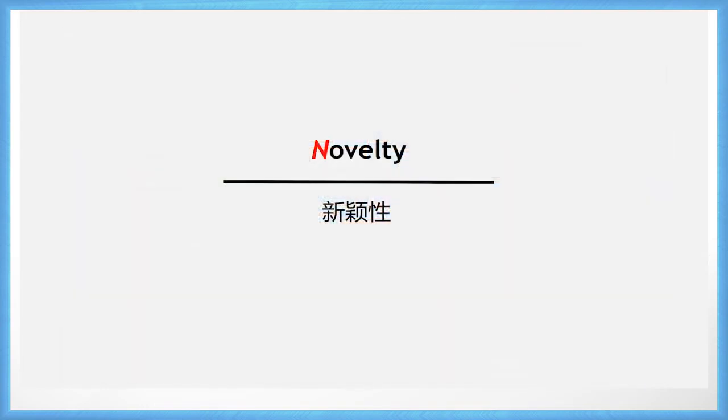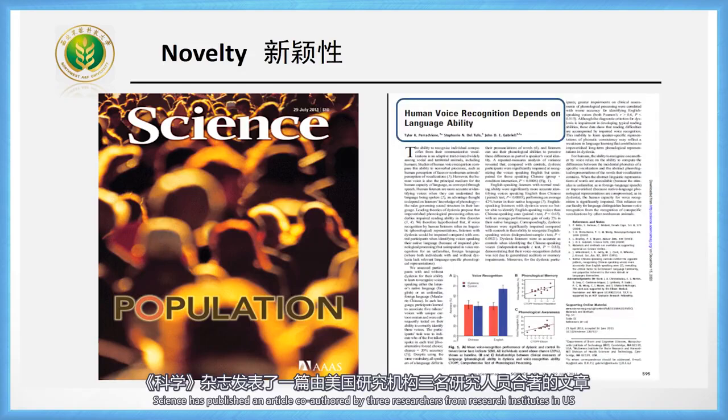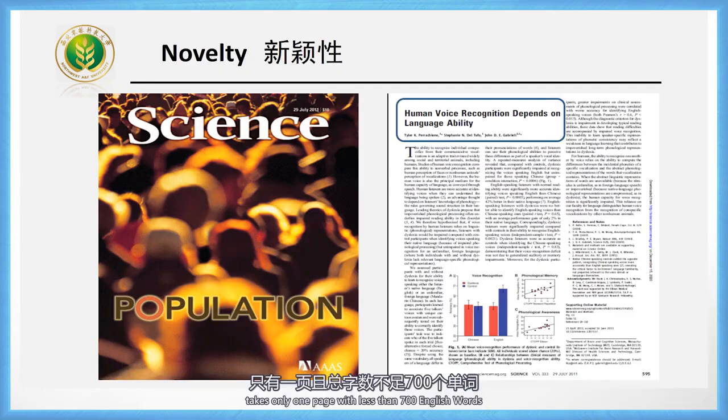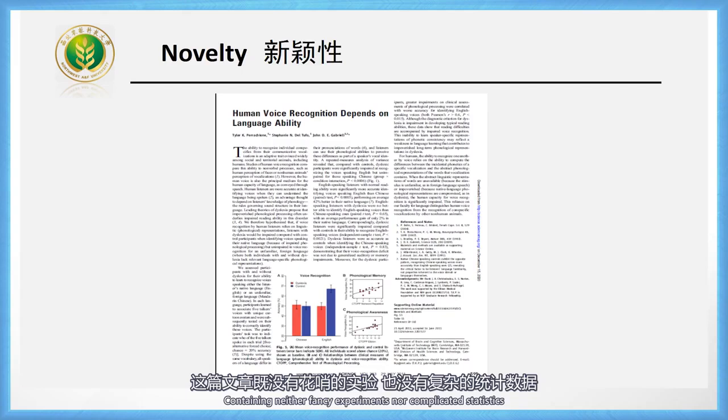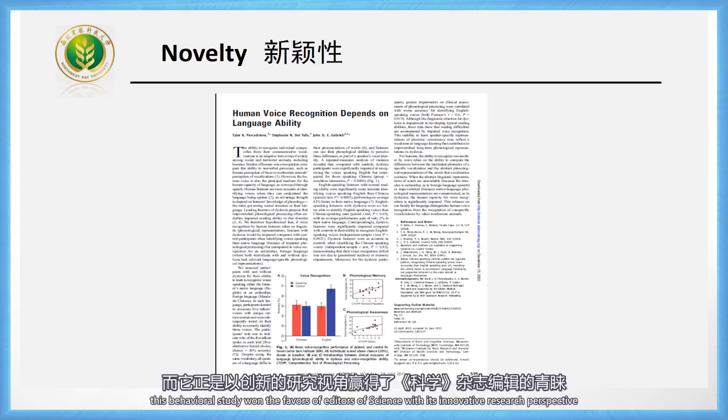In July 2011, Science published an article co-authored by 3 researchers from research institutes in the US. This behavioral research, titled Human Voice Recognition Depends on Language Ability, takes only 1 page with less than 700 English words. Containing neither fancy experiments nor complicated statistics, and with only 1 chart to illustrate the results, this behavioral study won the favor of the editors of Science with its innovative research perspective.